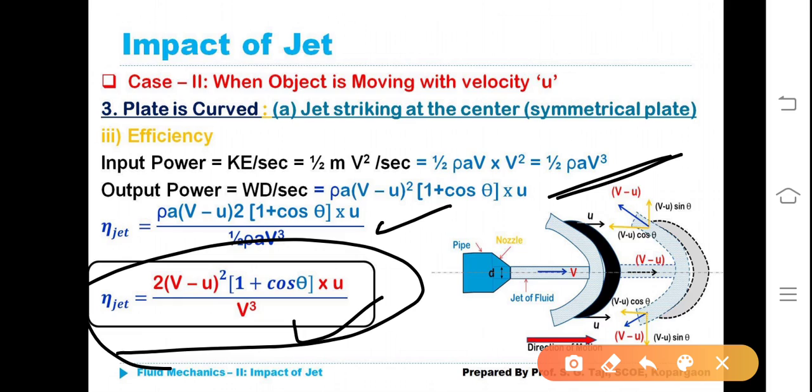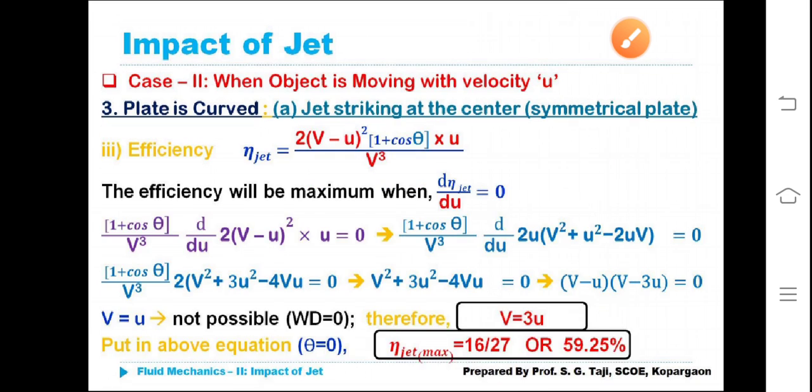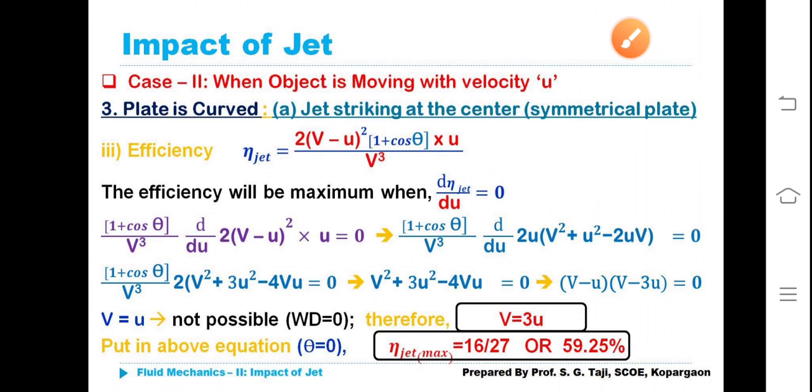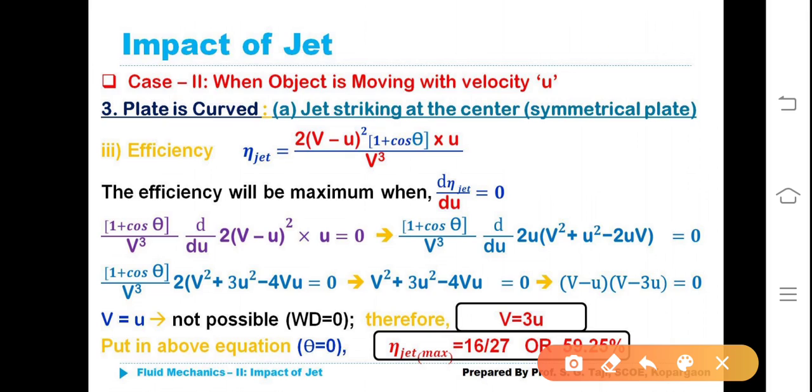Now, the last step is to find out the condition to obtain maximum efficiency of the jet. In order to find the condition, what we did in case of the flat plate, we just have to differentiate with respect to u. That means d efficiency by du must be equal to 0.